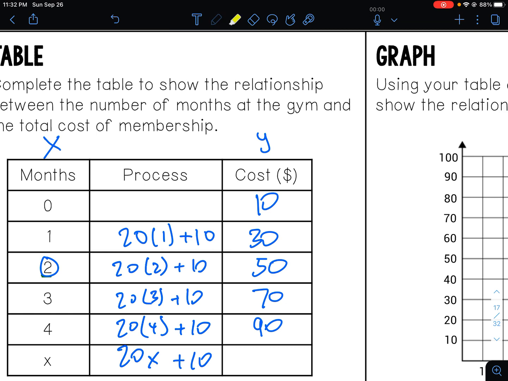What should it be at 0? Let's see if this rule still applies. 20 times the number of months, which is 0, plus 10. 20 times 0 is 0, plus 10 does equal 10.